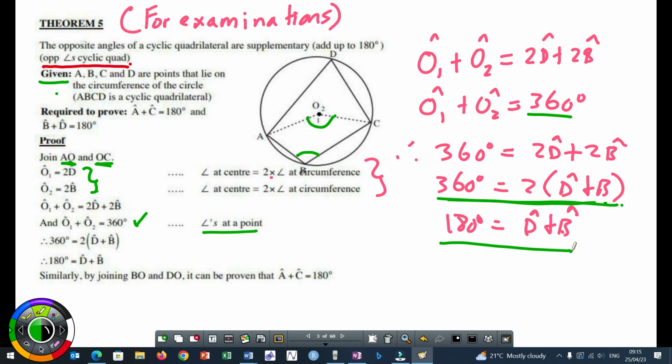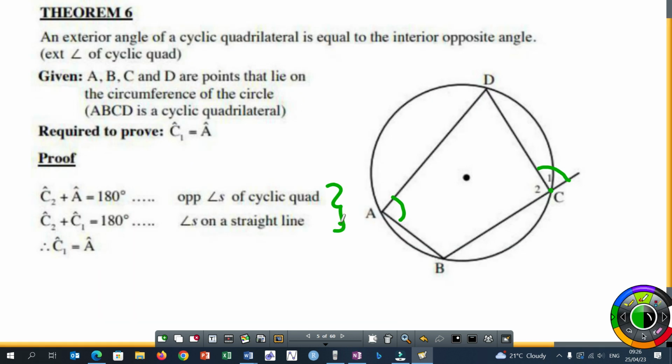We have got a fourth theorem, which we'll talk about later under tangents. Okay, so let an interior opposite angle. An exterior angle of a cyclic quadrilateral is equal to an interior opposite angle. For our diagram, C1 will be equal to angle A.